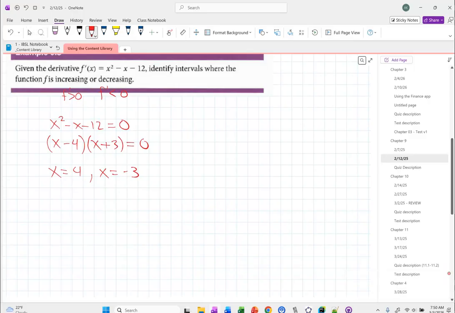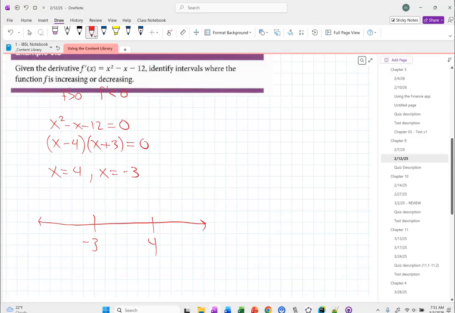So what I'm going to do now is start building out my sign diagram. I'm going to draw myself a number line, and I'm going to put on it my zeros that I just found, the solutions. How do I know that negative 3 should be listed before positive 4? Because negative 3 is smaller than 4, right? We just order them in the order that they go on a number line. So the small stuff goes on the left and the big stuff goes on the right.